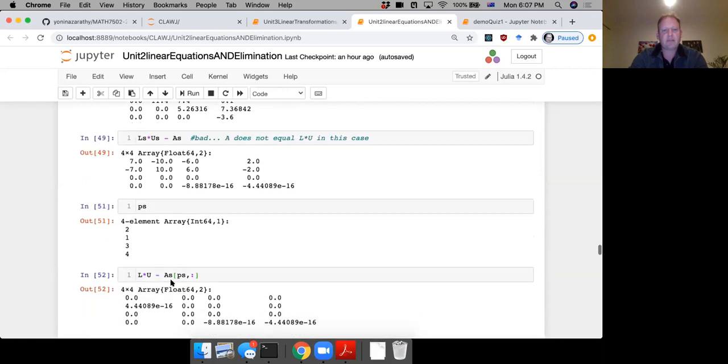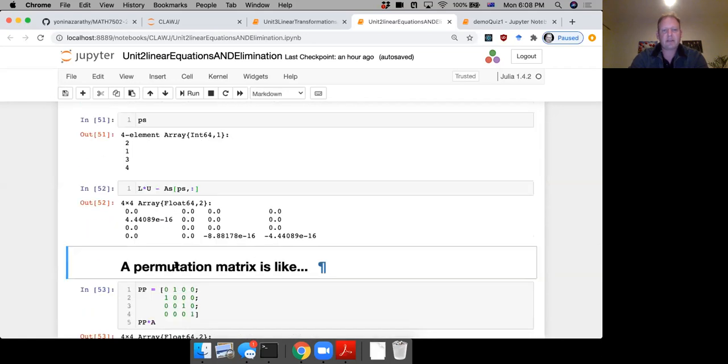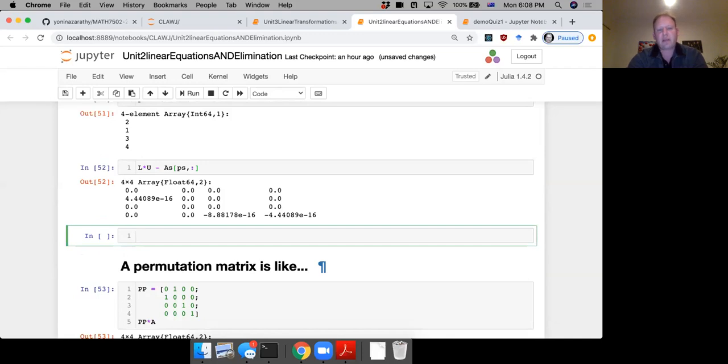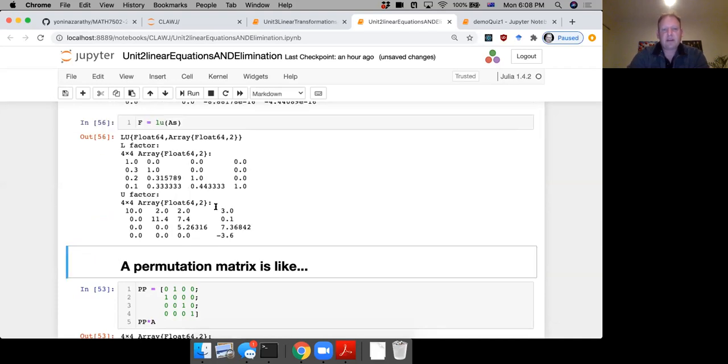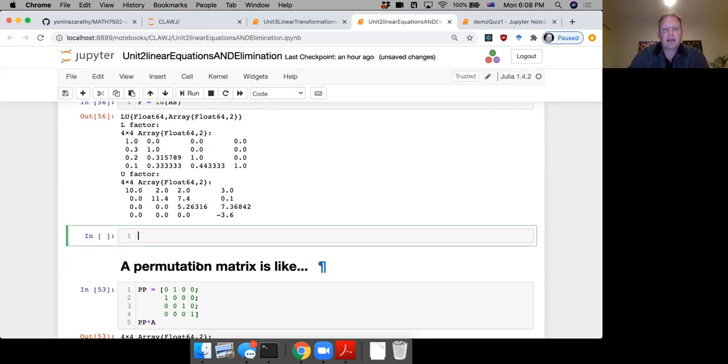I'll do it again from scratch, just here. We've got our matrix AS, so I'll do LU decomposition of AS. Okay, let's call this now the factorization. And then I will do F dot L times F dot U minus F dot capital P.